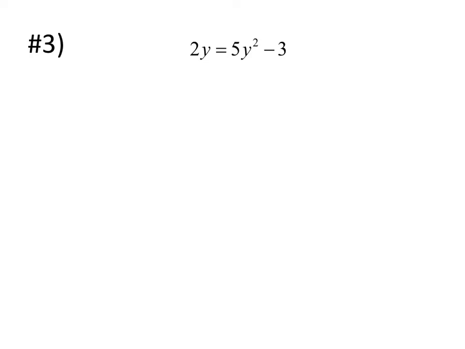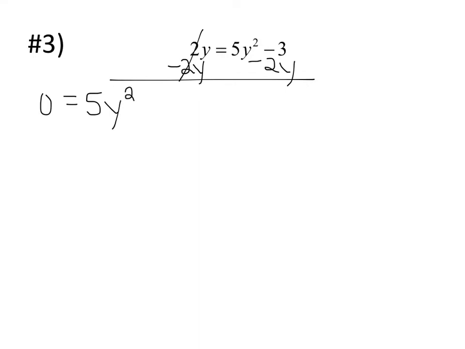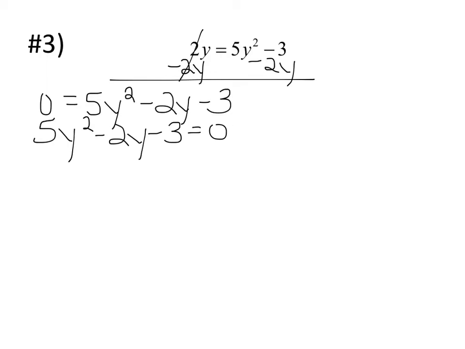Alright, number 3 says 2y equals 5y squared minus 3. In order to be able to do the quadratic formula, we have to put this in standard form. Which basically means we need to set it equal to 0. So I'm going to go ahead and subtract 2y from both sides, which is going to leave me 0 equals 5y squared minus 2y minus 3. Now, if you want to rewrite this, 5y squared minus 2y minus 3 equals 0, if that makes you more comfortable, you can go right ahead and do that.